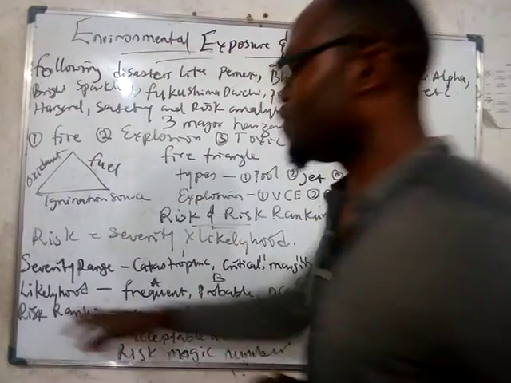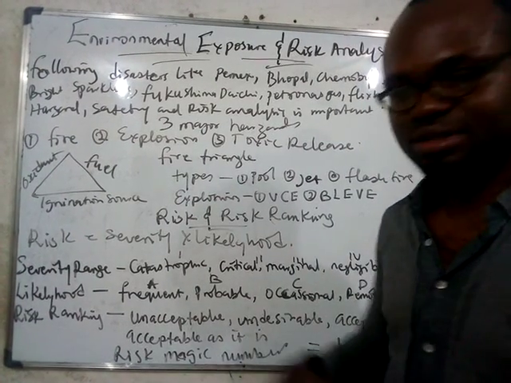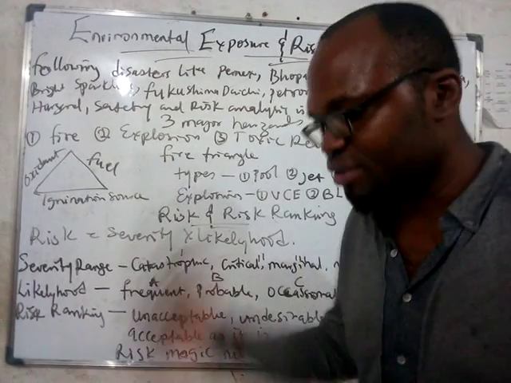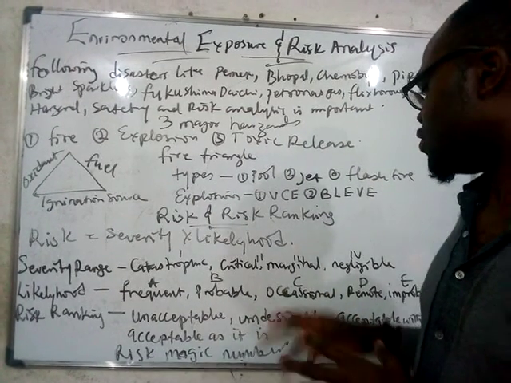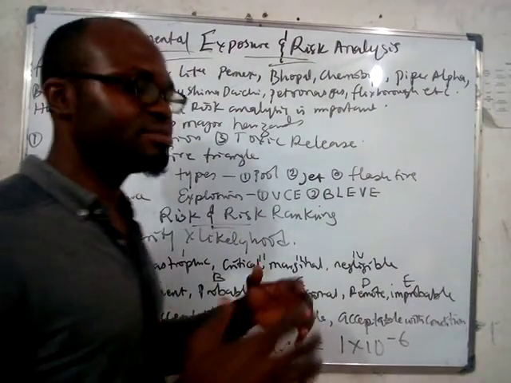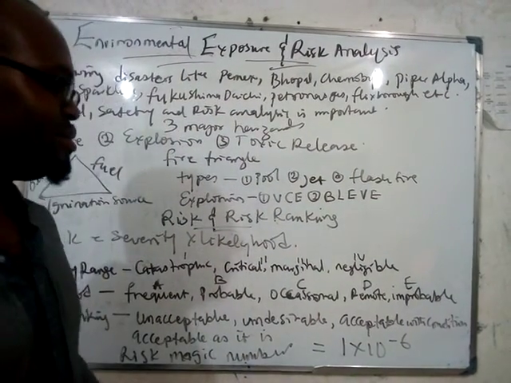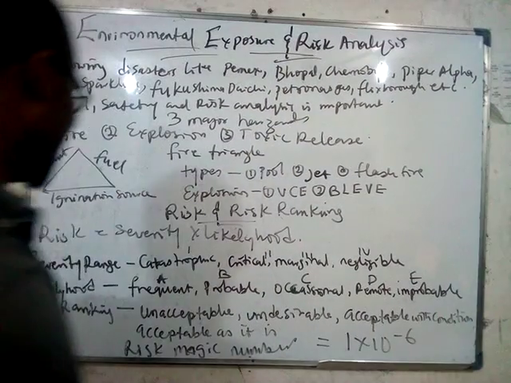Now we also have the likelihood range, where we have frequent. That means it can happen often. Probable, lesser than often. Occasional, once in a blue moon. Remote, once in a while. And improbable, never happens most times.